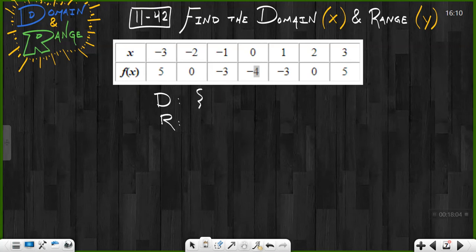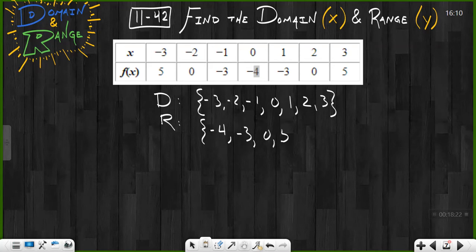The domain for this table would be -3, -2, -1, 0, 1, 2, 3. That's it. I just list my inputs. On my outputs, it's a little bit more challenging because I want to start with my minimum, which in this case is -4, then -3, 0, and 5. But notice, many of those outputs are repeated, and I only list them once. I only list the output once in set notation, and it goes from least to greatest.